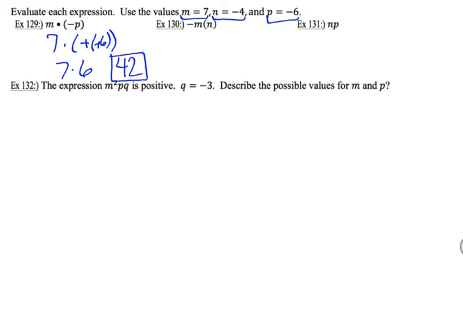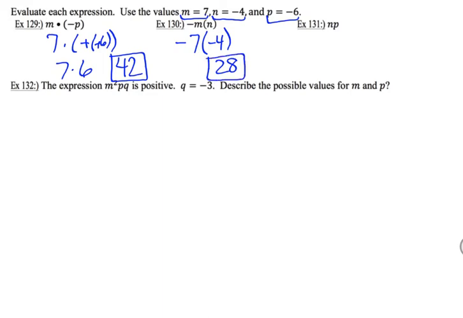Okay, opposite m times n. Opposite m, that's opposite of 7, because m is 7, times n, which is negative 4. Okay, ignore the signs and multiply, you get 28. 4 times 7 is 28. Negative times negative is going to be positive, so it's positive 28.